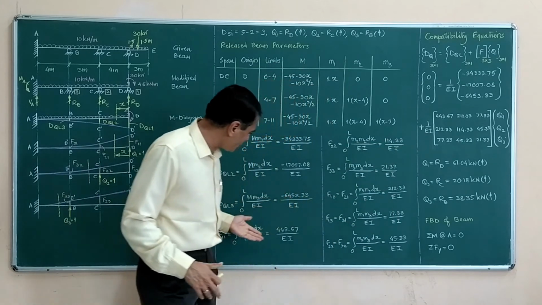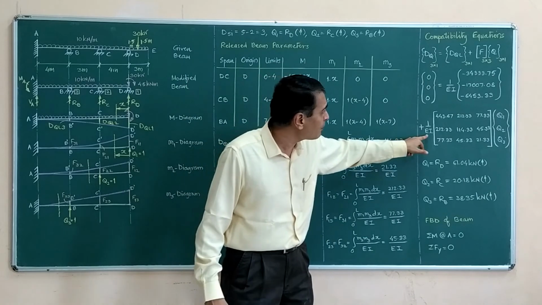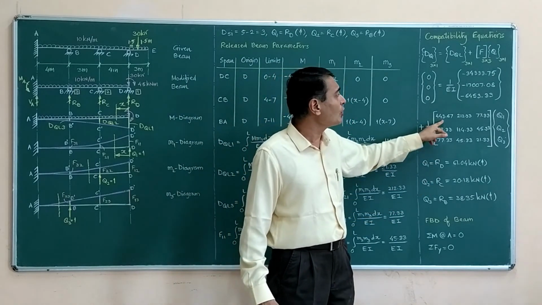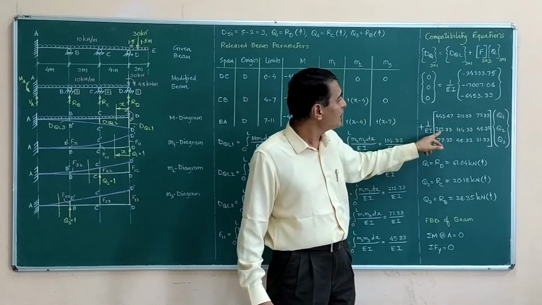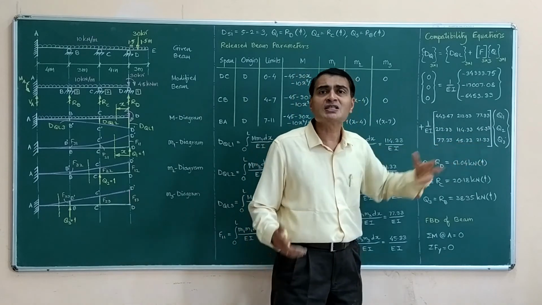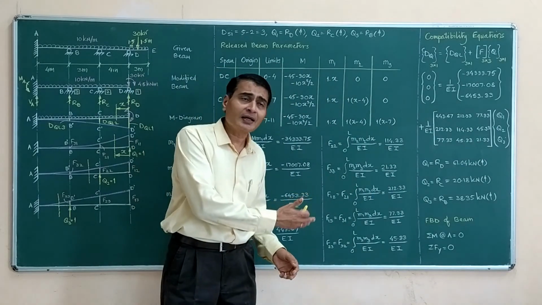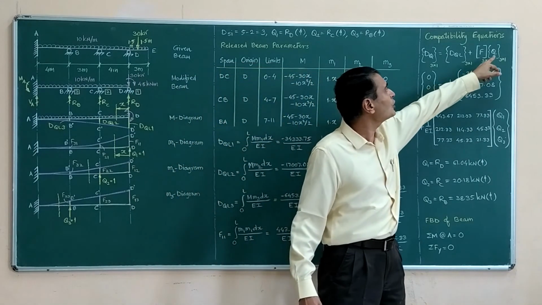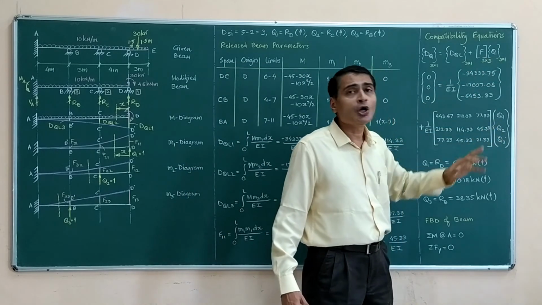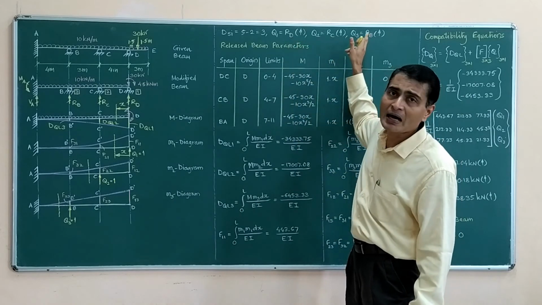Plus, again, all our flexibility coefficients have EI as the denominator, so that 1 upon EI I have taken outside and I have simply substituted the 11, 12, 13, 21, 22, 23, 31, 32, 33 flexibility coefficients. Those also we have carefully calculated, and then finally I have the Q vector, the redundant vector Q1, Q2 and Q3, which are nothing but RD, RC and RB respectively.